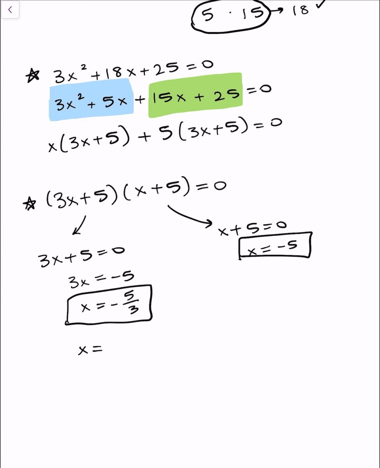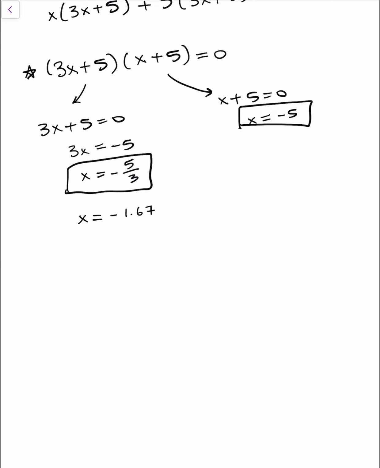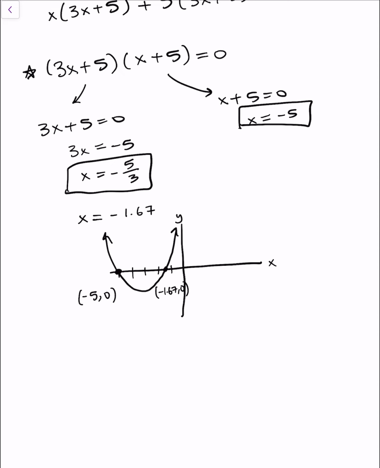This one is the same as -1.67-ish. So if we want to look at this on a graph, it would look something like this. 1, 2, 3, 4, -5. So we have a point right here, and we have a point right around here. This is x, y. And then that parabola is going to look something like that, where we have one value at -5, 0, and then another value at -1.67.